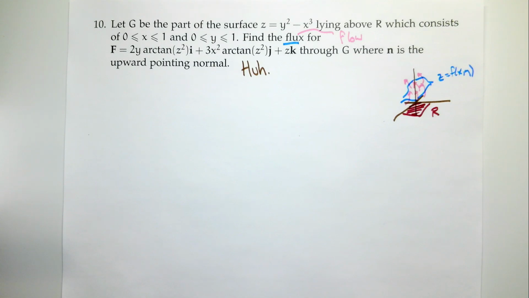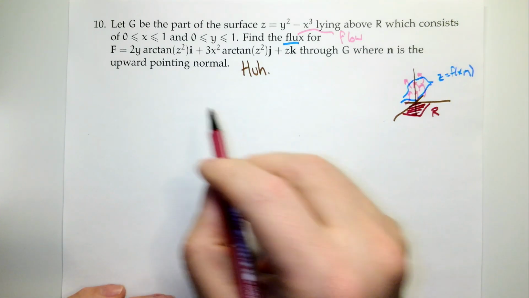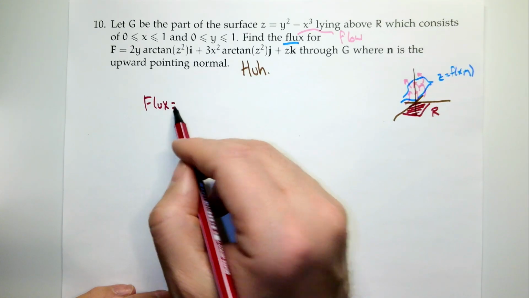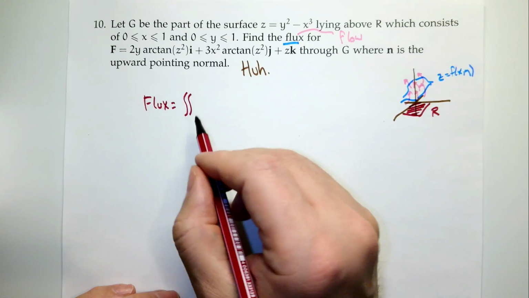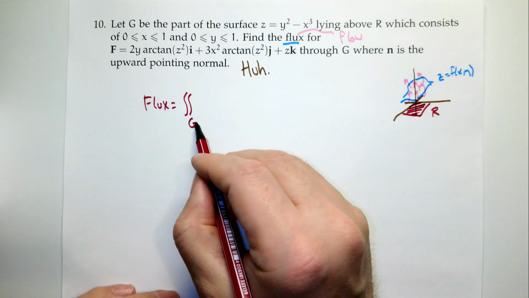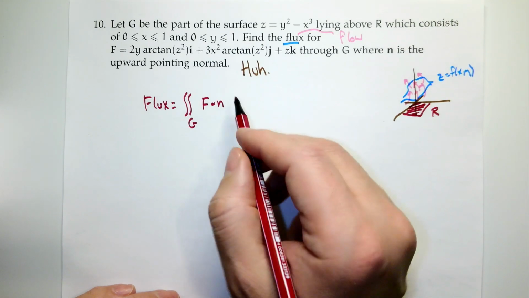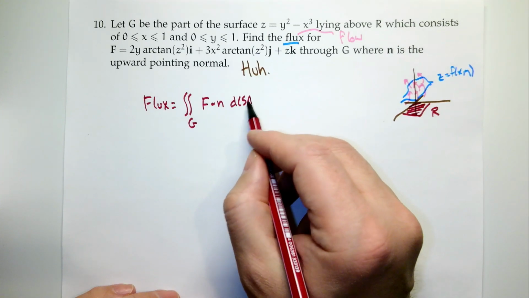So the way that this is done is you do the following. To find the flux, that's the integral along your surface, so in this case it would be G, of f dot n d surface area.